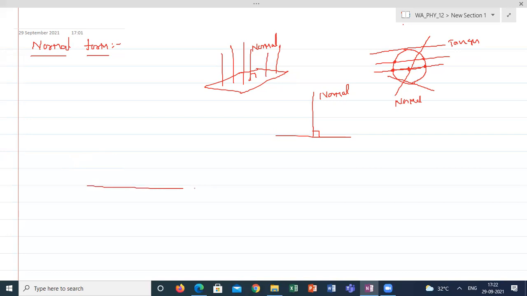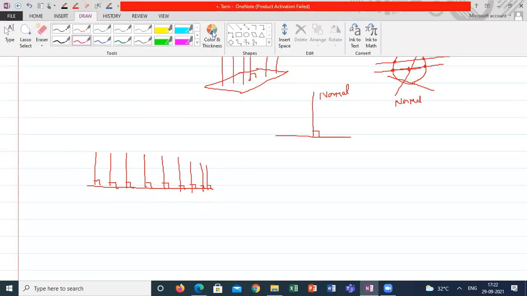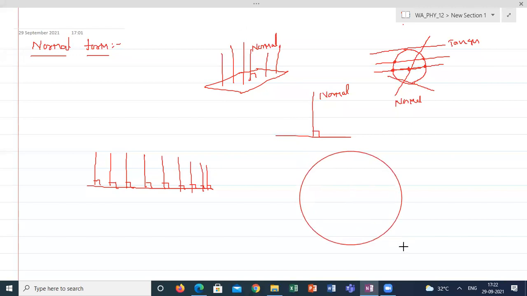Suppose I have a straight line alone, I can draw infinite normals. At each and every point on the straight line I can draw one perpendicular. All these lines are called normals. But in the case of a circle, there is a condition. Only one particular line we call the normal.